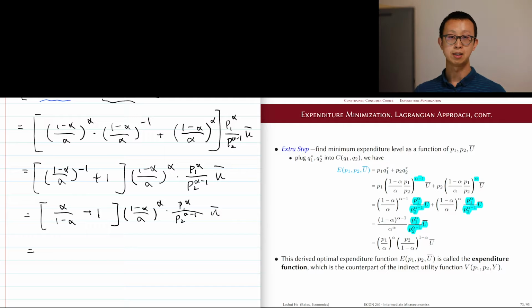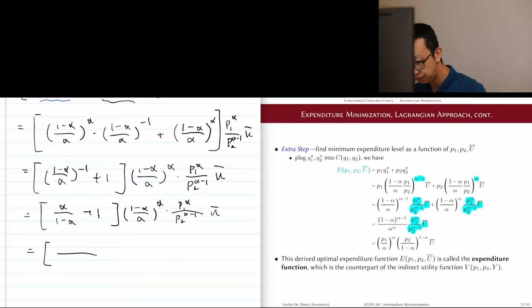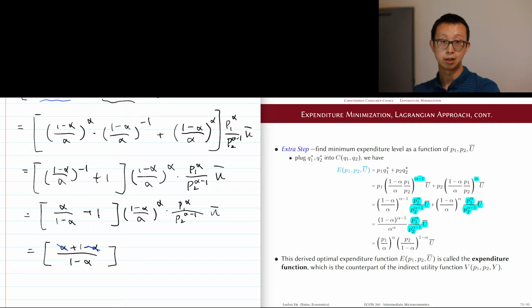And now inside, we can simplify and try to combine this ratio with 1. That will give us 1 minus alpha on the bottom. On the top, it will be alpha plus 1 minus alpha, and that will be the case where alpha and minus alpha cancel out. So on the inside of this bracket, we'll just have 1 over 1 minus alpha. On the outside, we also have 1 minus alpha, so I will try to combine these 1 minus alphas.